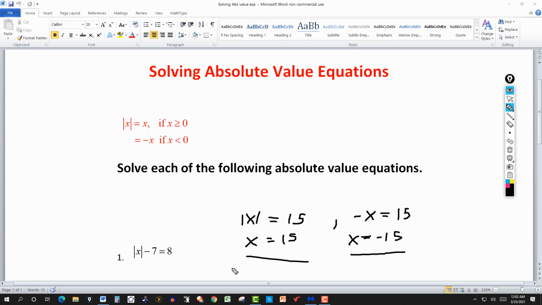Okay? And you can see the case here. If you want to check it, the absolute value of 15 in the original equation is 15. 15 minus 7 is equal to 8. That's the check. You put a negative 15 where the x is. The absolute value of negative 15 is 15. 15 minus 7 is equal to 8. That checks. Okay, so very basic.